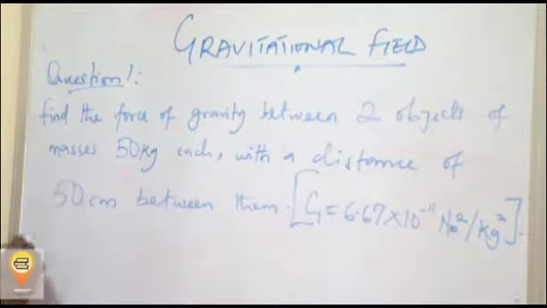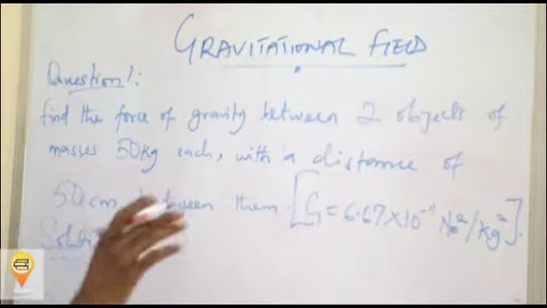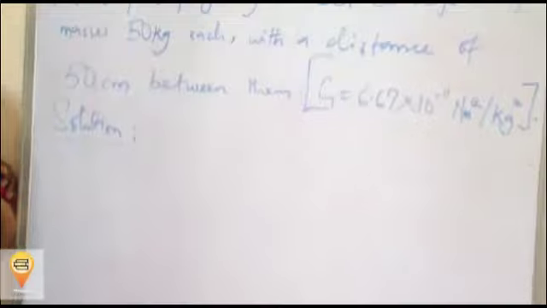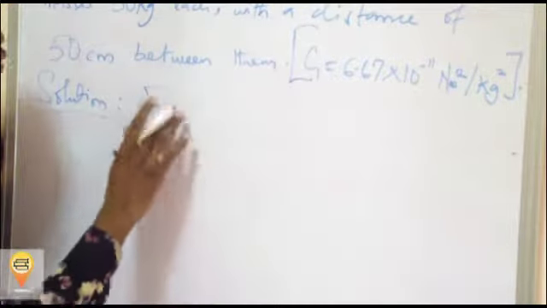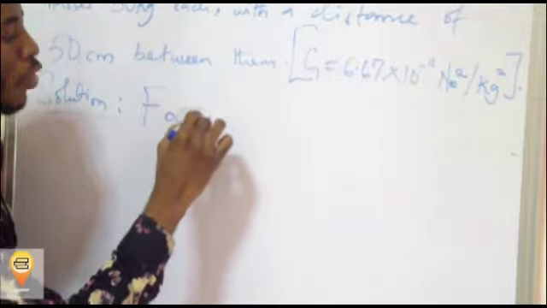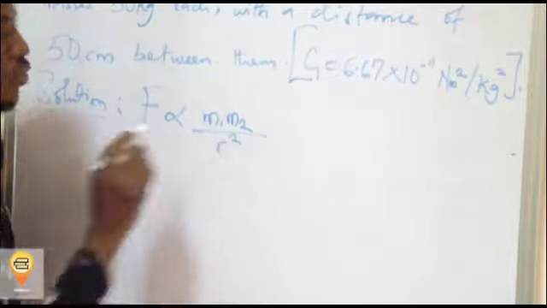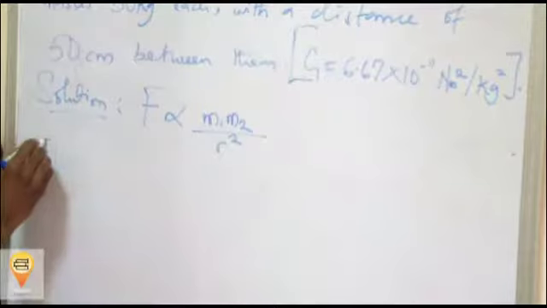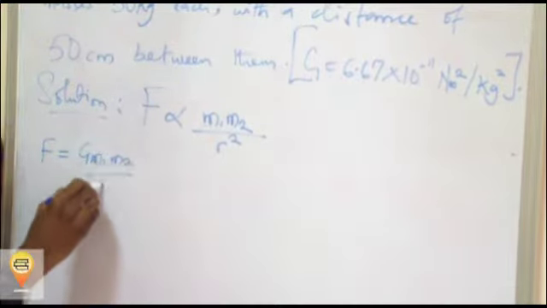Now, how do we answer this? Solution. We first start with the law of universal gravitation, which says that the force of gravity between two masses is directly proportional to the product of the masses M1, M2, and inversely proportional to the square of the distance between them. Now, this equals F equals G M1 M2 over R squared.